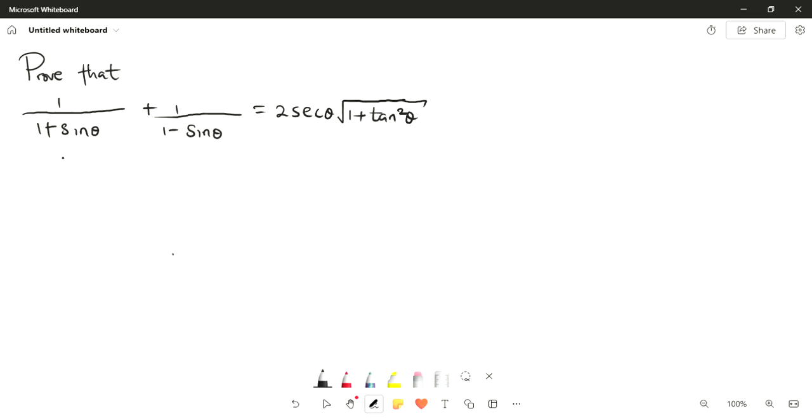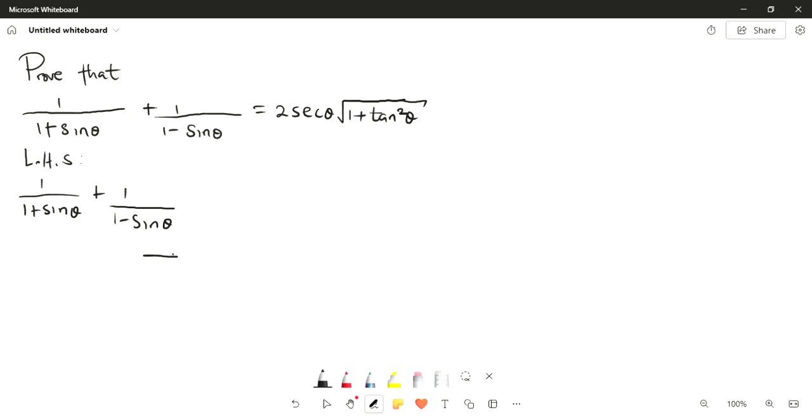So now we'll look at the left hand side, proving it to be equal to the right hand side. So we have our left hand side to be 1 over 1 plus sine theta, then plus 1 over 1 minus sine theta. Alright, so we can see that there are two fractions which are adding. So what we'll do is find the common denominator.